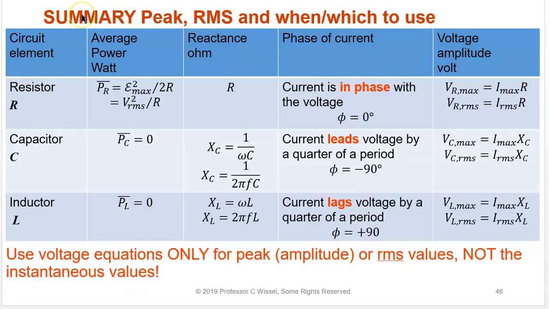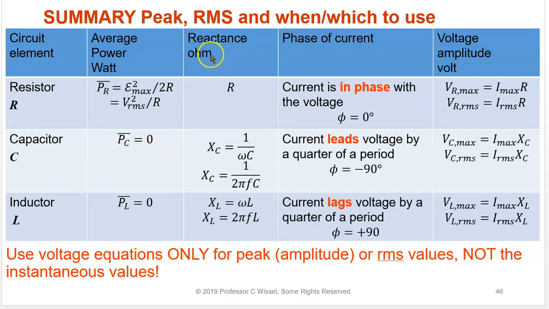I also included this handy summary of the peak and RMS formulas and when and which to use. Here are the circuit elements: resistor, capacitor, and inductor. Here, of course, is the average power in terms of watts. For the resistor, the average power equals E max squared over 2R, or V RMS squared over R. For the capacitor, average power is 0, and for the inductor, it's also 0.